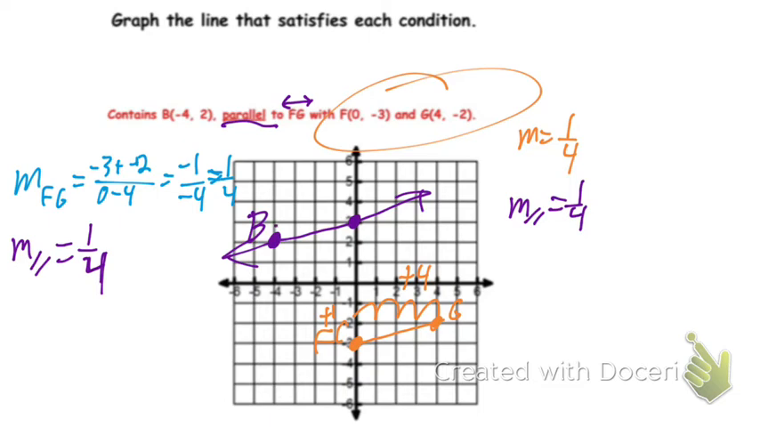Now, we wanted to graph a line that contained point B and was parallel to line FG. Did we do that? Did we graph a line that contained point B and is parallel to line FG? Yes, this purple line contains point B and is parallel to line FG. So our purple line is our answer. The orange line is just work to get there. You don't even need the orange line graphed if you don't want to. Questions on that?